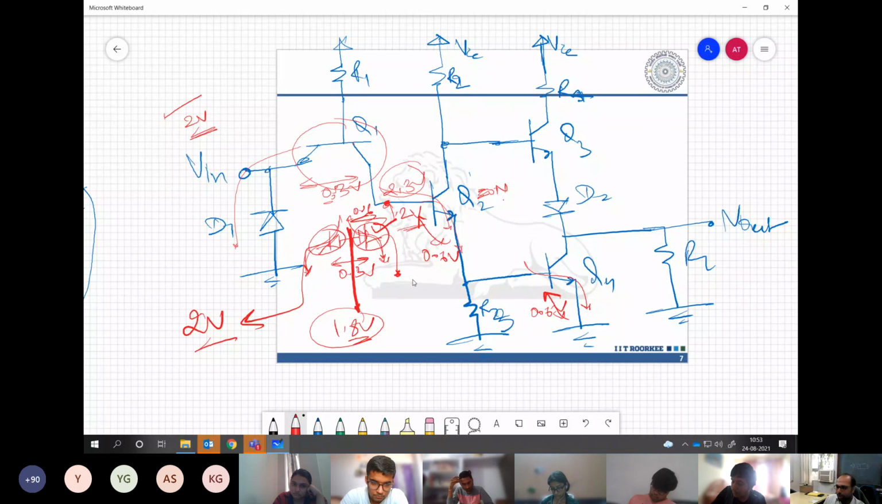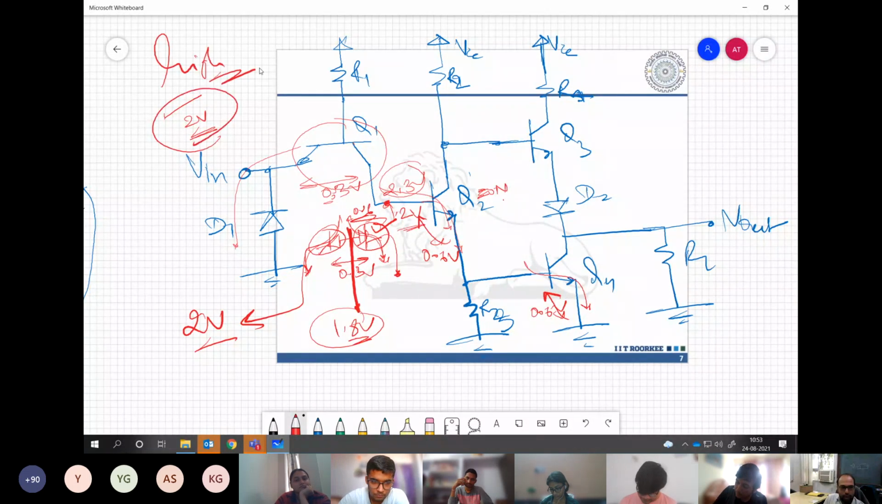Understanding my point or not? Any confusion here? And this is the least possible voltage for high logic. If this cannot drive, then anything else cannot drive. Yes or no? Up to this point you are clear? So you have to work this circuit out in a manner.